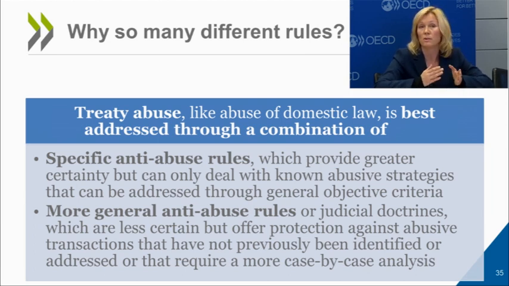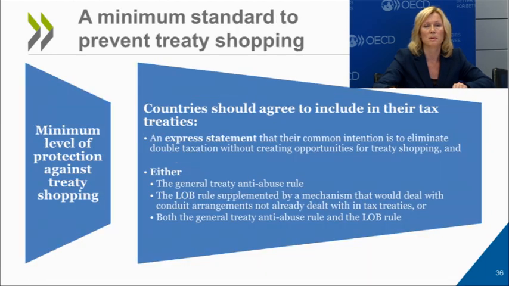Specific rules provide certainty, they are clear, but you can never guess what will happen in the future, and therefore you also need some general rules that will prevent future abuses. So what's the minimum standard then? It's a combination of measures.